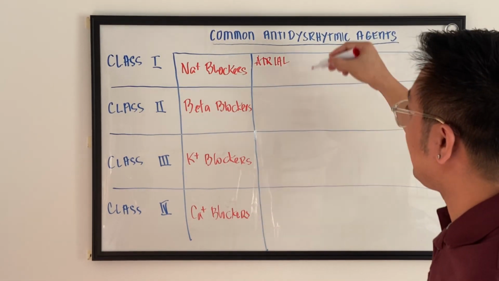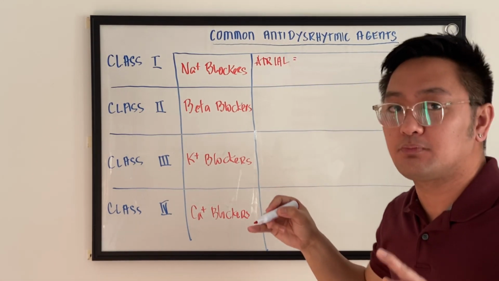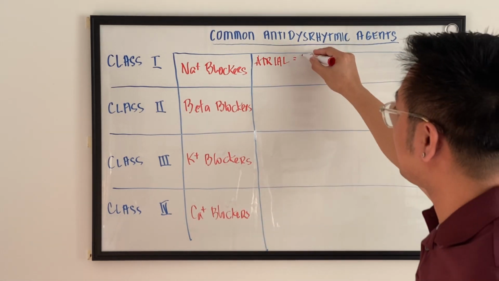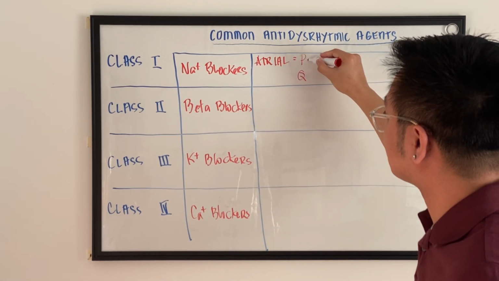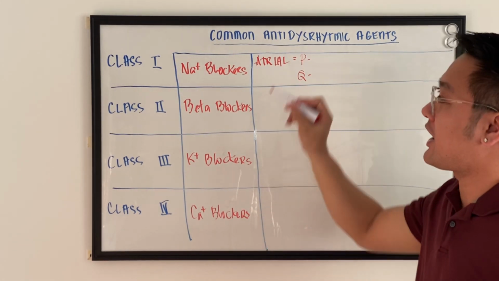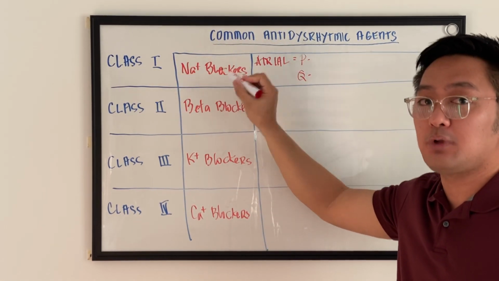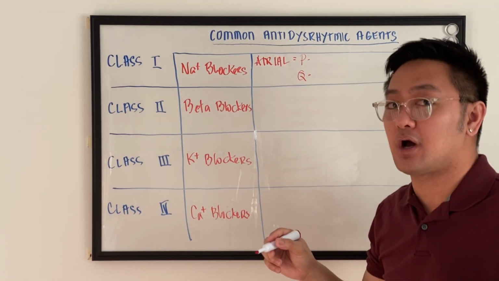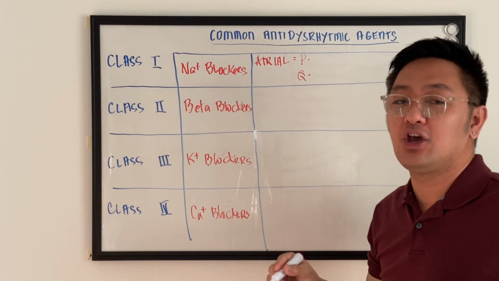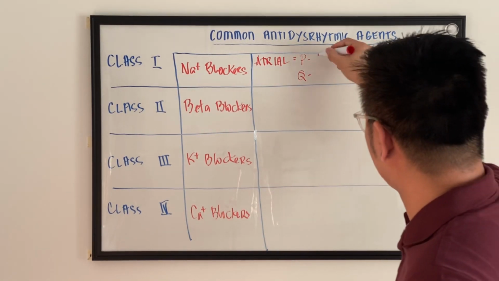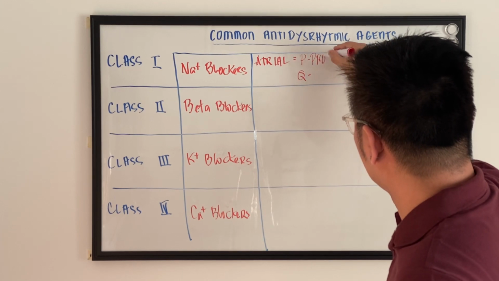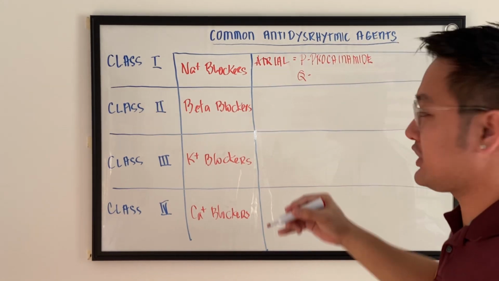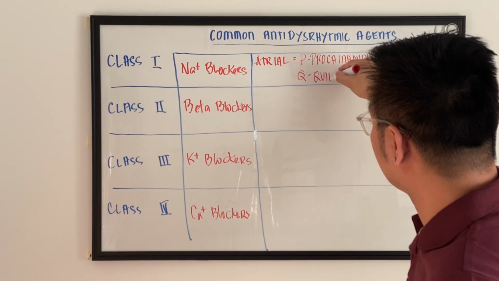If the patient has atrial dysrhythmia, an atrial problem, what class 1 sodium channel blocker is best given to your patient? What we give here are your PQ meds. So PQ are your class 1 sodium channel blockers best given to a patient with atrial dysrhythmia. P stands for procainamide, and Q stands for your quinidine.